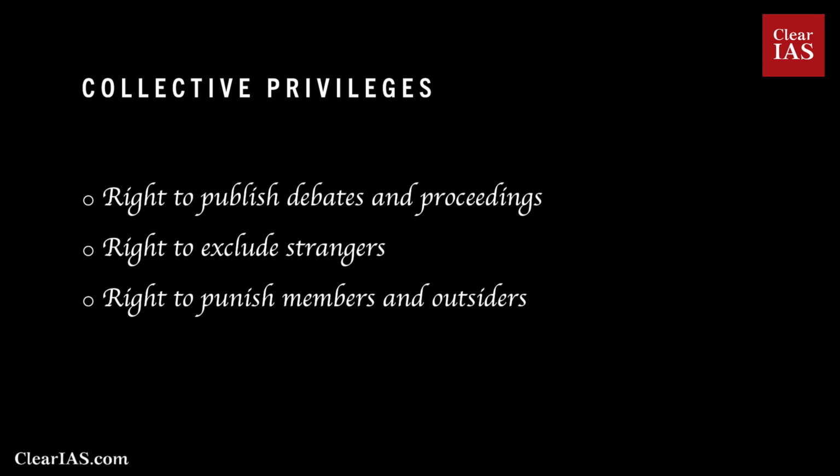Now we'll go to collective privileges. This includes the right to publish debates and proceedings. Parliament or assembly can prohibit the press from publishing its proceedings when needed. Right to exclude strangers. Parliament or assembly enjoys the right to exclude strangers, that is, non-members or visitors, from the galleries at any time and to hold debate with closed doors. 3. Right to punish members and outsiders. In India, the Parliament or Assembly has been given punitive powers to punish those who are judged guilty of contempt of the House.